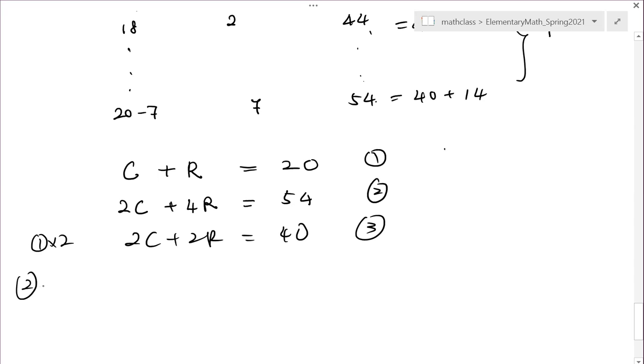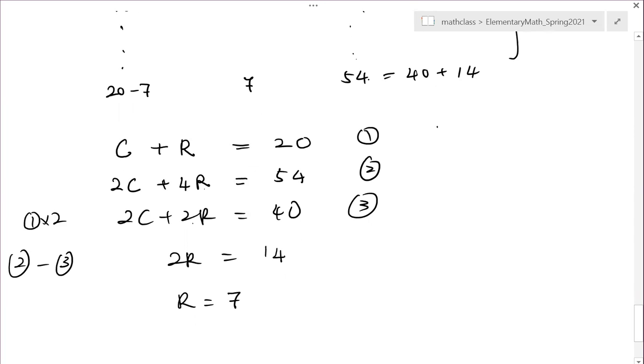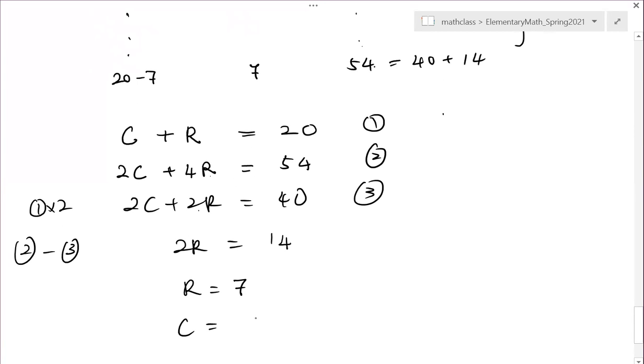Okay, so equation 2 minus 3. 2C is gone. 4R minus 2R is 2R. 54 minus 40 is 14. Then 2 times some number is 14, so that number is going to be 7. So there should be 7 rabbits there. If you know there are 7 rabbits, then the number of chickens is 20 minus 7, which is 13.